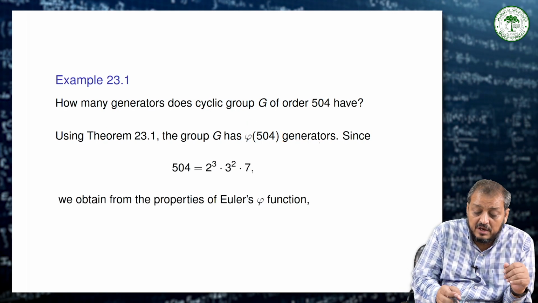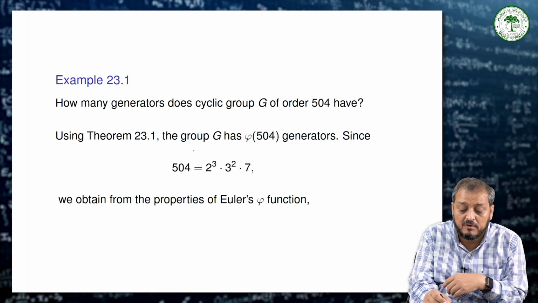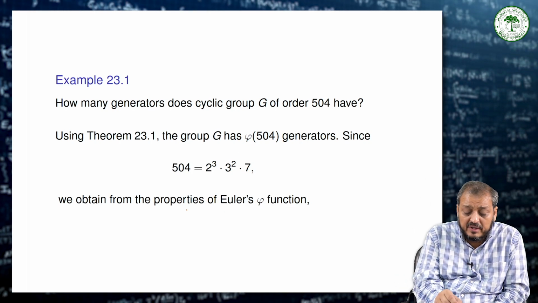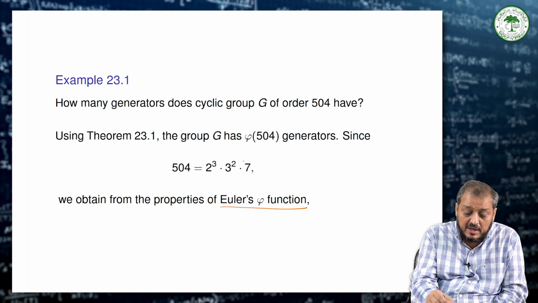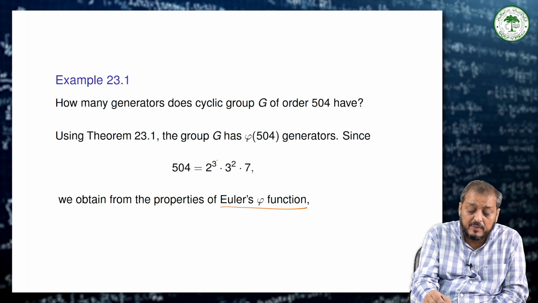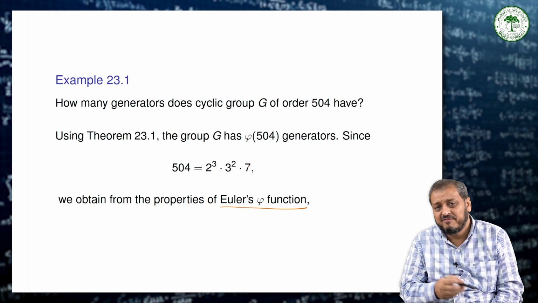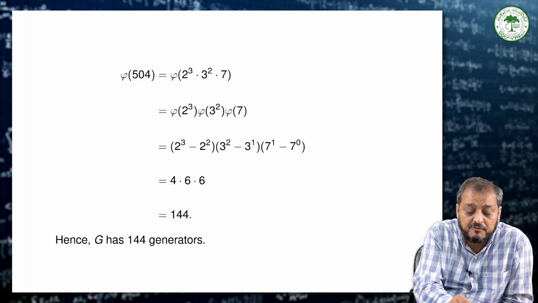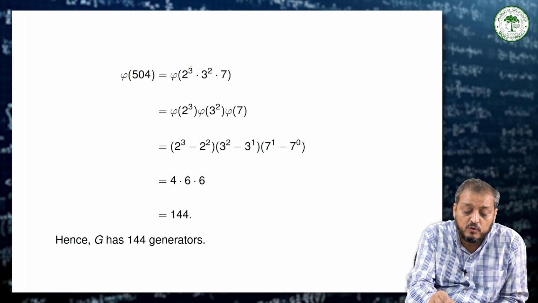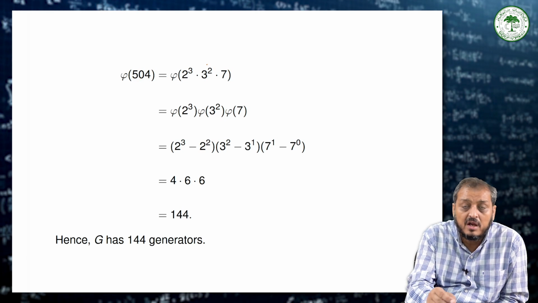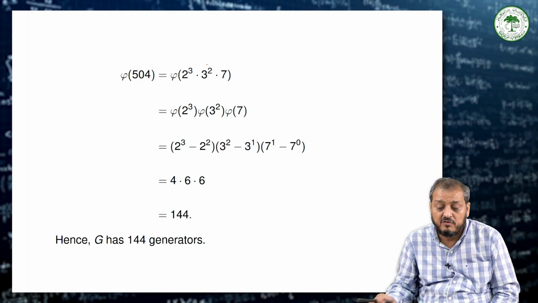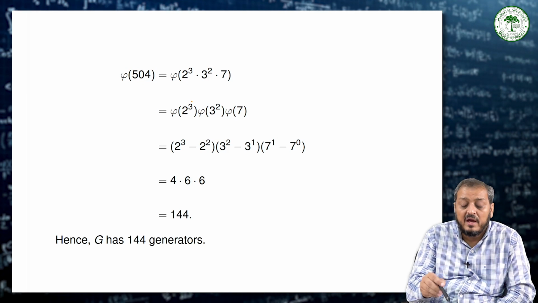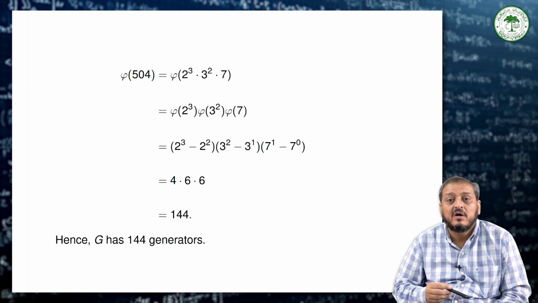Now, since 504 can be written as 2 to the power 3, times 3 to the power 2, times 7, we use the properties of the Euler function phi. Phi of 7 is clearly equal to 6. So phi of 504 can be written as phi of 2 cubed, 3 squared and 7. By the property of the Euler function, we can write this as phi of 2 to the power 3, times phi of 3 to the power 2, times phi of 7.